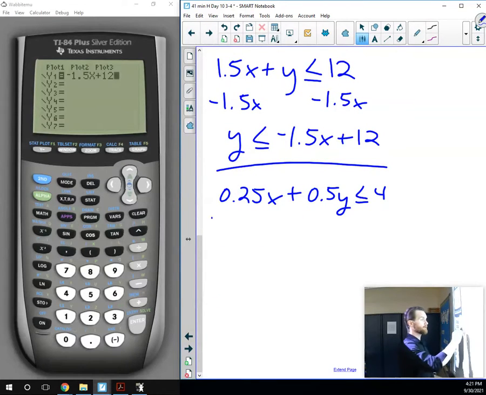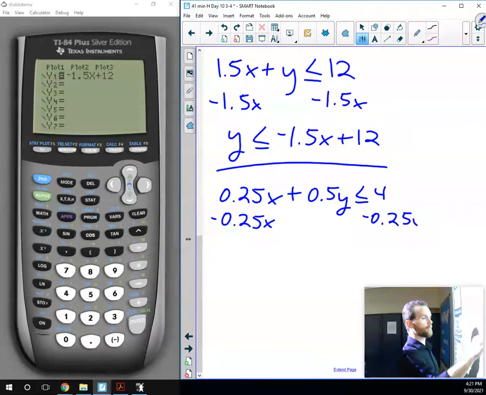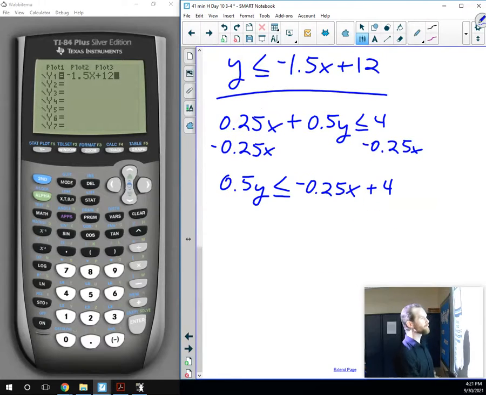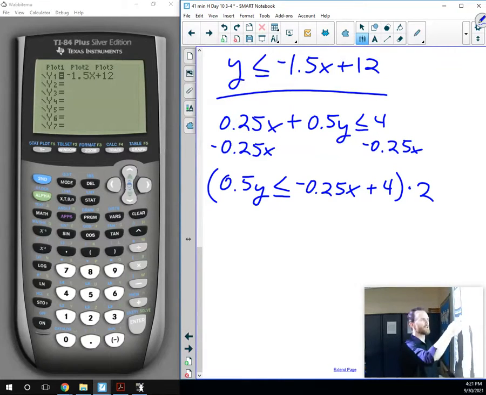Now we just get y by itself. Take away 0.25x from both sides. We end up with 0.5y is less than or equal to negative 0.25x plus 4. Then we could divide both sides by 0.5, but I'm just going to multiply by 2 because we're trying to get that to be a 1y, and I think that's easier. If you want to divide by 0.5, you can do that in a calculator. That's fine. But I think it's easier to double that, because 2 times 0.5 gets us to the 1y we're looking for.